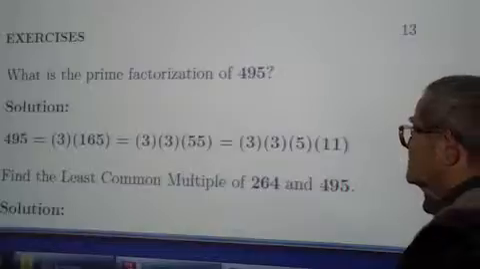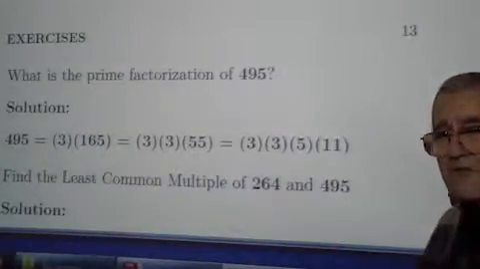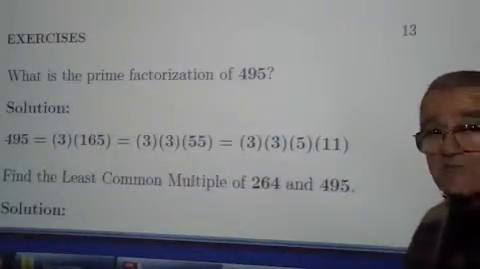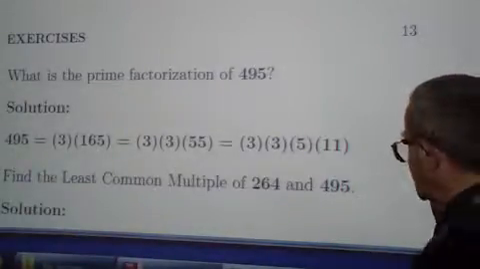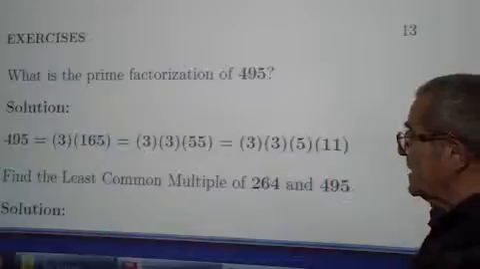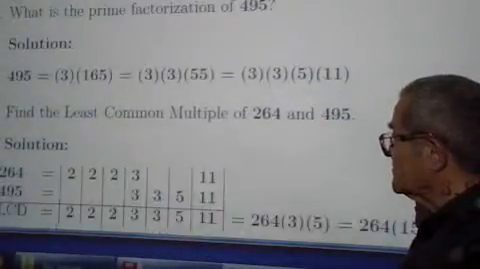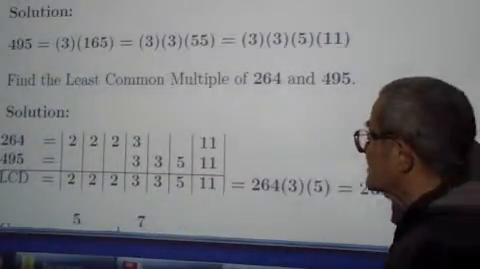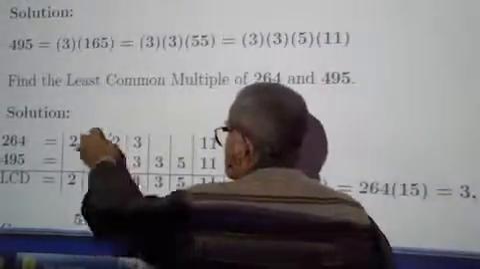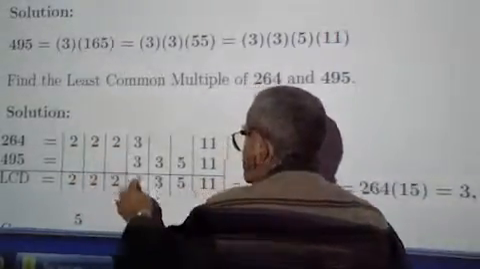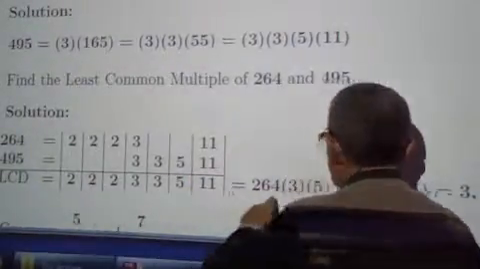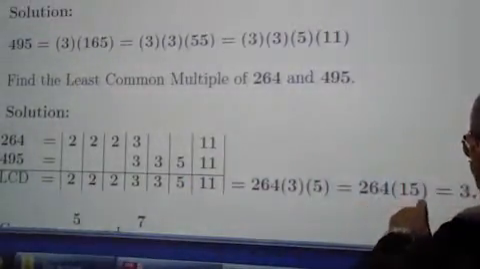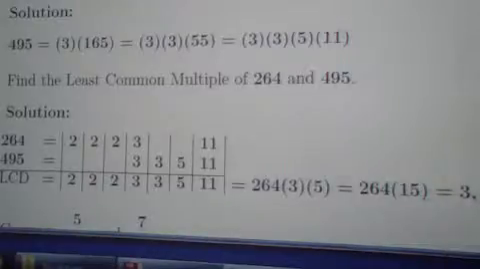Now, you have that. We're going to put it in nice columns, and we are going to get the least common multiple of 264 and 495. There we go. 2's here, 2's here, 2's here, 3's here, 3's here, 5's here, 11's here. So the least common multiple seems to be 3,960.